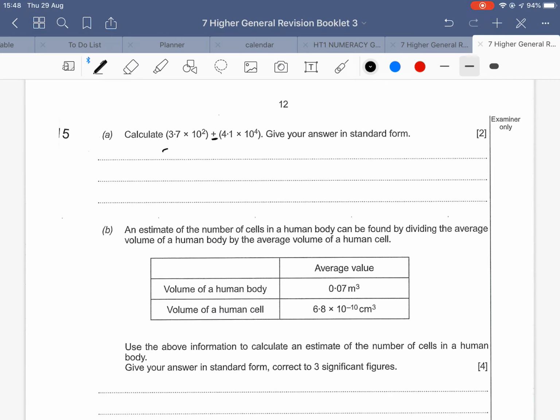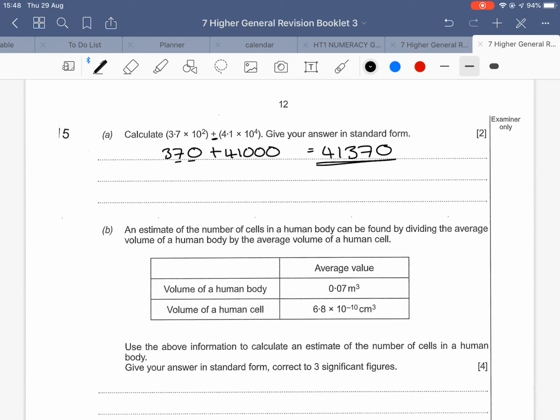So 3.7 times 10 to the power 2 is 3, 7, 0 because we've got 2 numbers after the decimal. And 4.1 times 10 to the power 4 is 4, and then 4 numbers, so 1, 2, 3, 4. And we just add those together, so 4, 1, 3, 7, 0. That's what came up on my calculator. I didn't even need to use the calculator, it's probably quicker if I just did that.